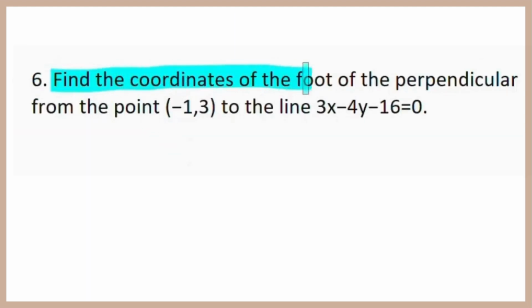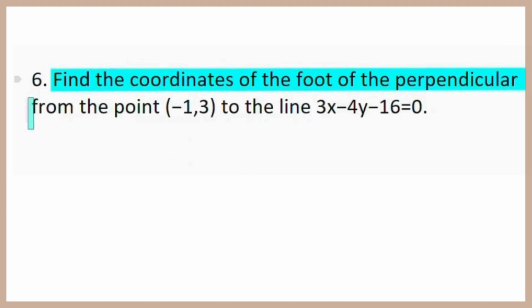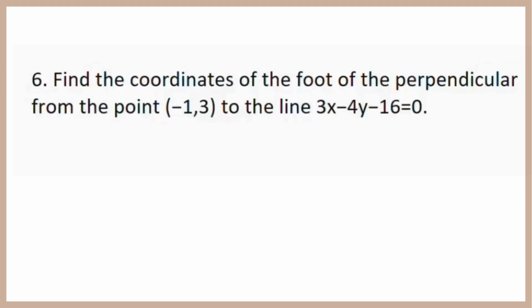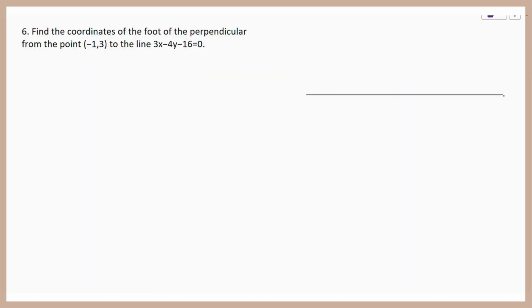In the sixth question, it says find the coordinates of the foot of the perpendicular, and the perpendicular is drawn from -1, 3 to this line. So let's say I draw a line here and a perpendicular drawn. The point, let's say I take the point P from which the perpendicular is drawn, which is -1, 3. And I take this point as L, which is the foot of the perpendicular, whose coordinate we have to determine. So I took this coordinate as h, k.